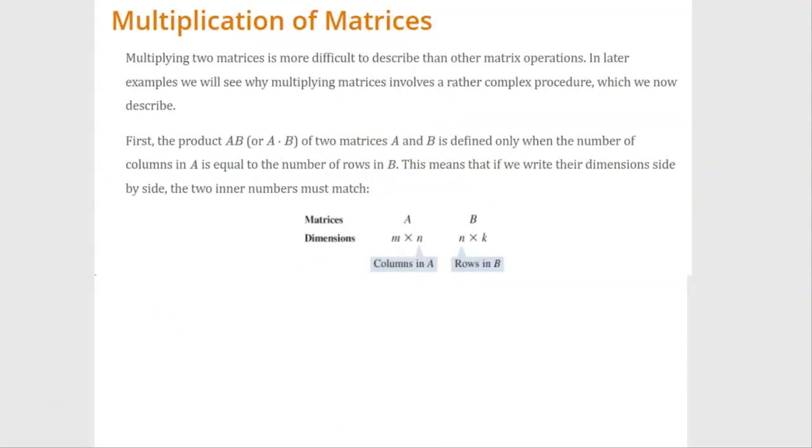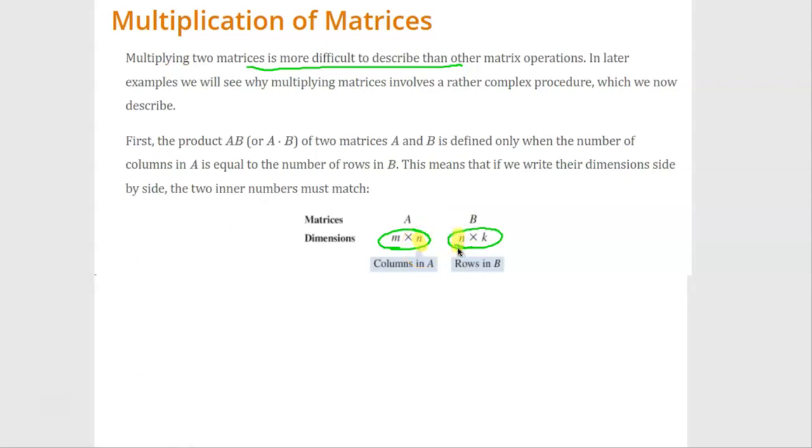All right, matrix multiplication is a little bit more complex. It even says it's more difficult to describe than other operations. The product AB of two matrices is defined when the number of columns of A is equal to the number of rows of B, which you need to really pay attention to. So if I have M by N and N by K, as long as those match, then you can multiply them.